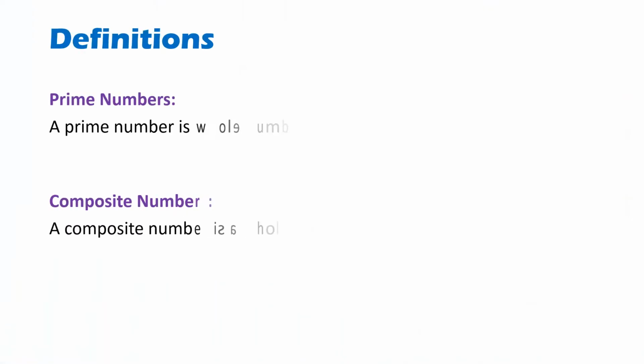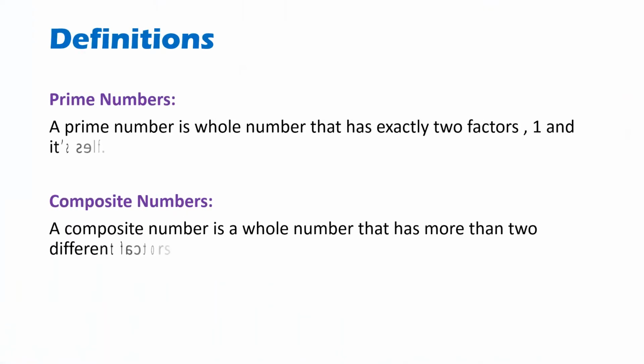Before solving these questions we have to know what prime and composite numbers are. A prime number is a whole number that has exactly two factors, one and itself, and a composite number is a whole number that has more than two different factors.